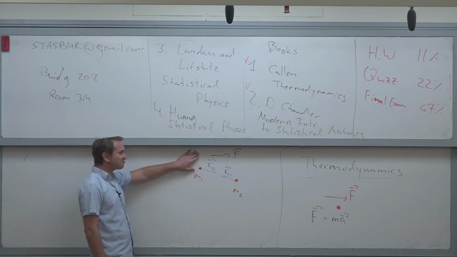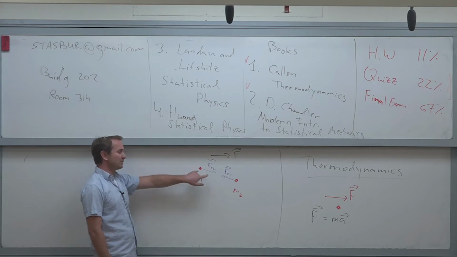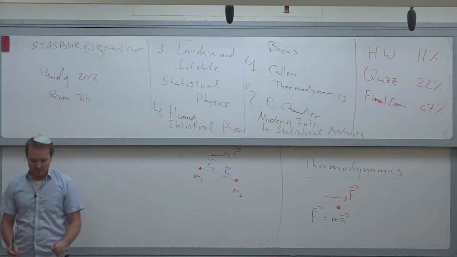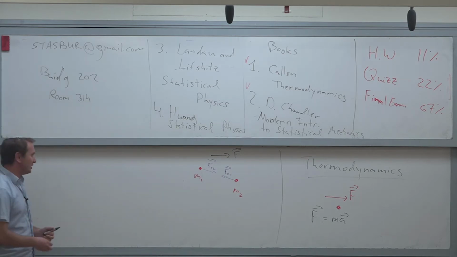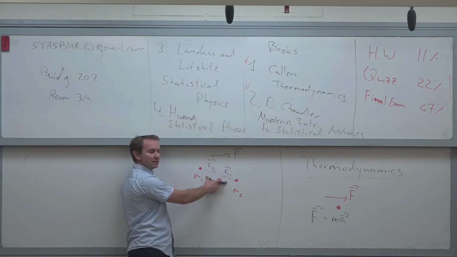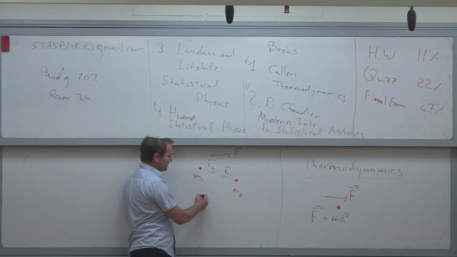Now, what we know is that a system of two particles with this kind of interaction between them can always be separated into an additional system, right? We can always treat a system of two particles as the motion of a center of mass, right?